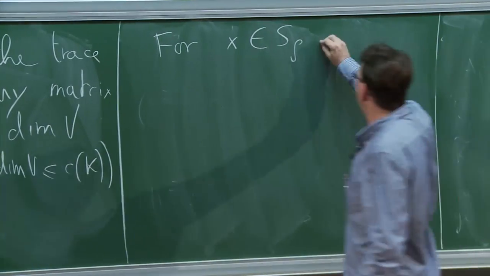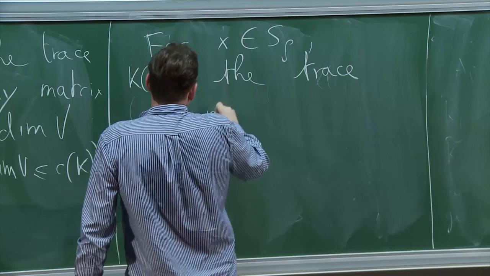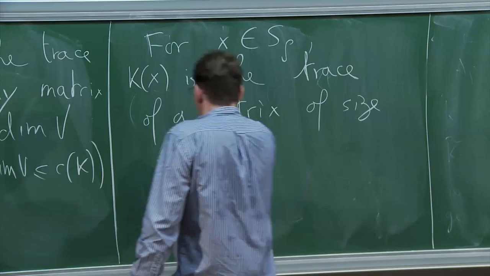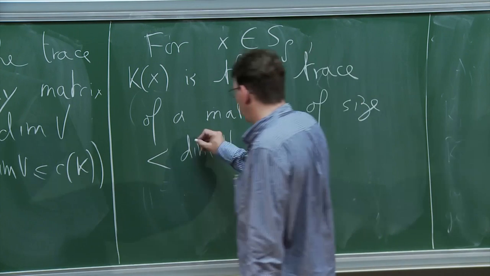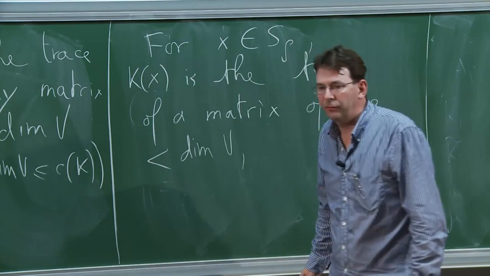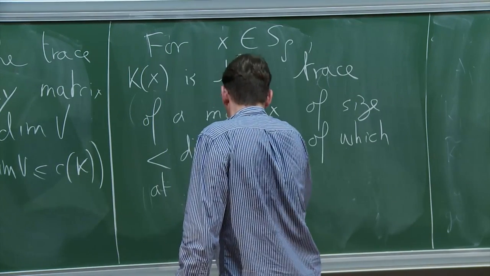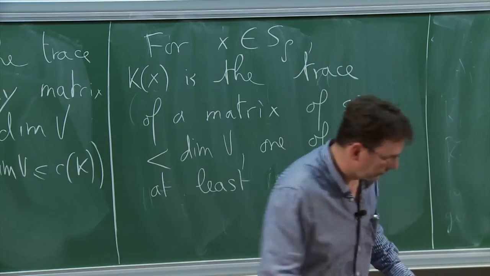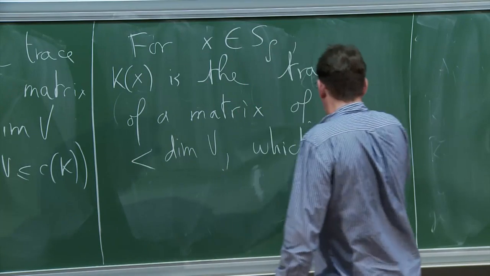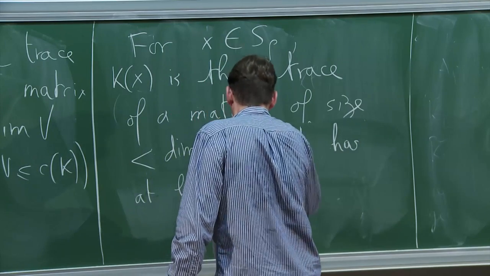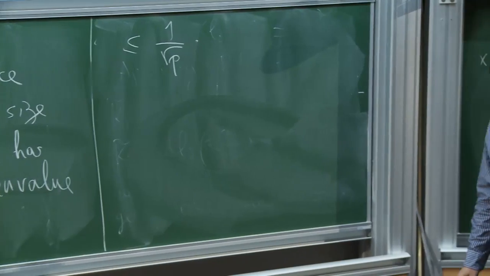And so this would not be so useful, but if x is in S rho, this fails. More precisely, K of x is the trace of a matrix of strictly smaller size, so really strictly smaller, and whose eigenvalues are all of size at most 1 over square root of p. So the eigenvalues drop. Are all the eigenvalues? No, certainly not. So one of which at least. So not one of each, so one eigenvalue of which drops in modulus of the eigenvalues.